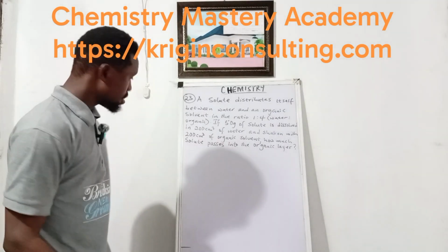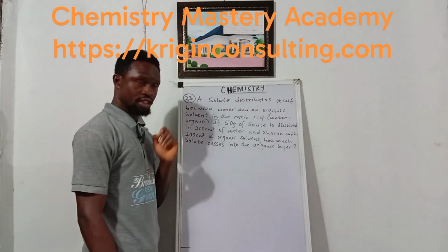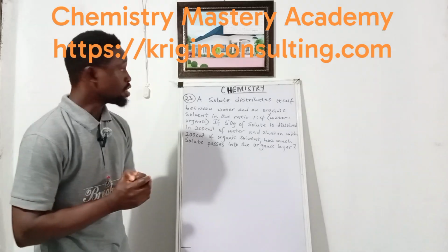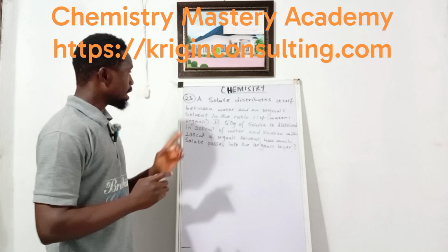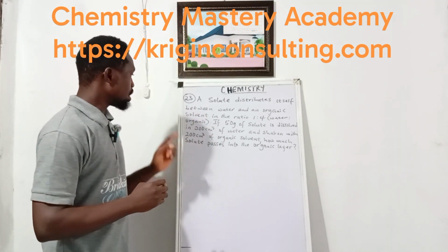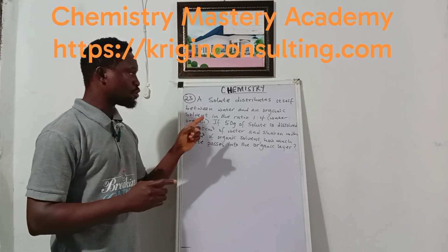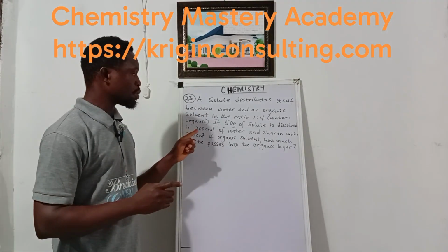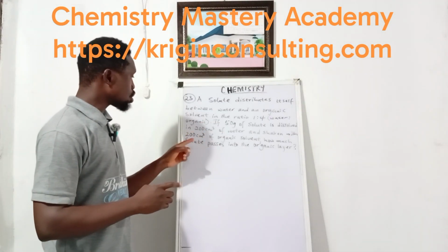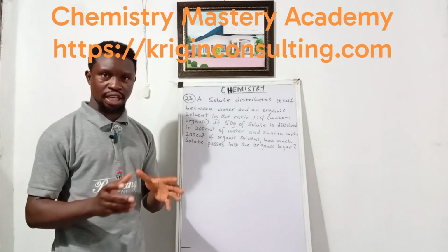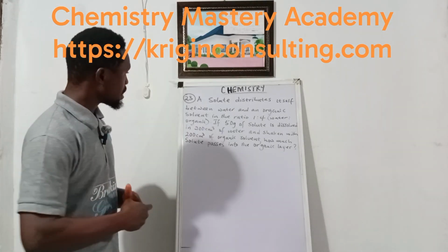Alright, number 23. A solute distributes itself between water and an organic solvent in the ratio 1 to 4, whereby the ratio of water is 1, while the ratio of organic solvent is 4. Now, if 50 gram of solute is dissolved in 200 cm cube of water and shaken with 200 cm cube of organic solvent, how much solute passes into the organic layer? Now, there's something we should understand here.